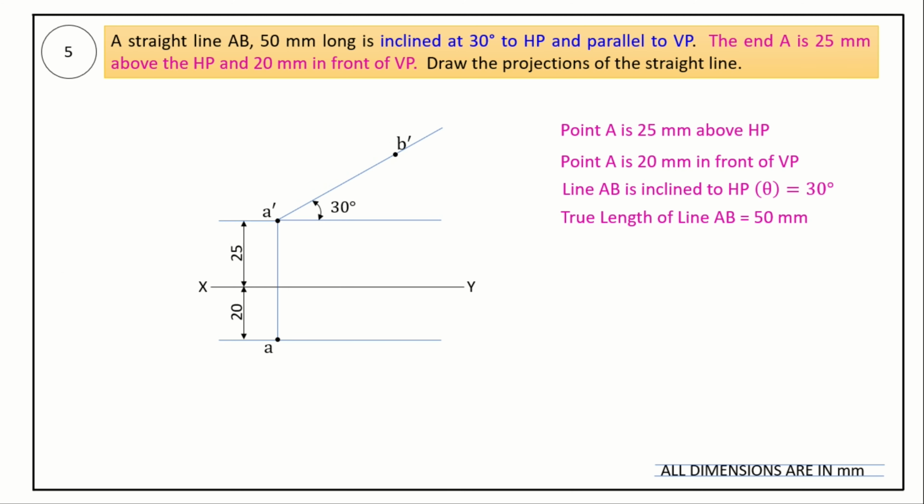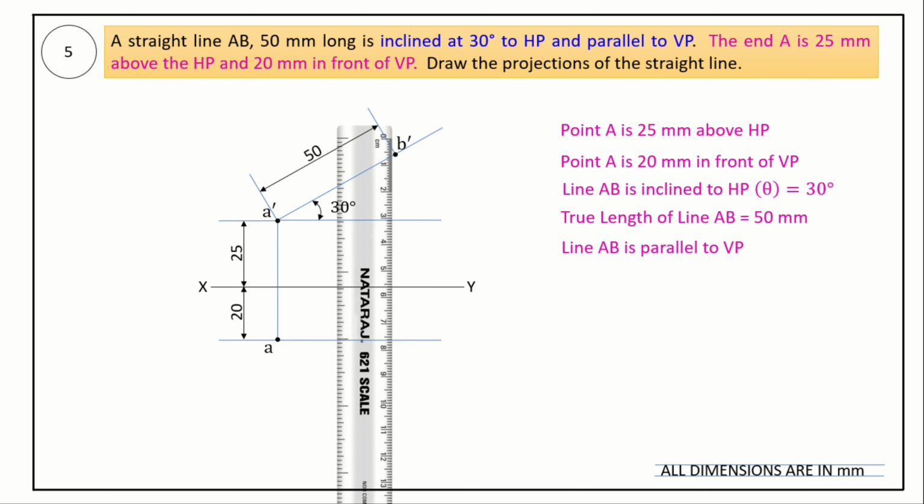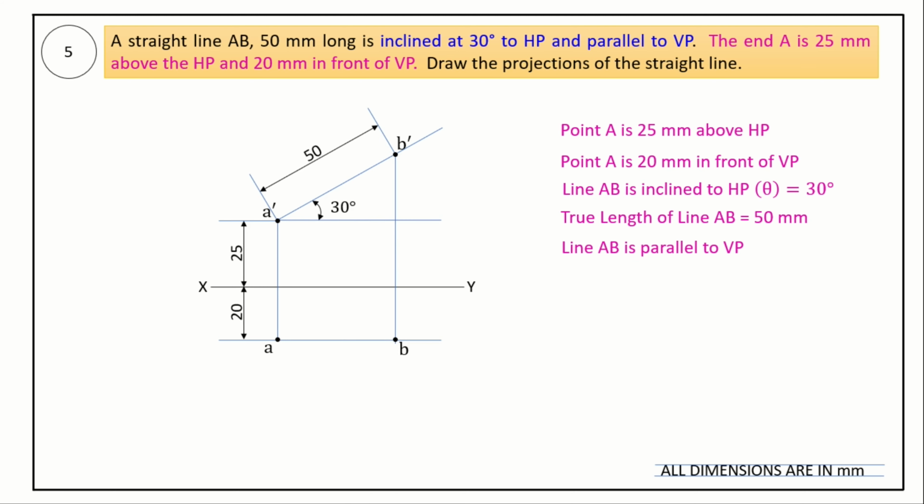Now, here the line A dash B dash is inclined to XY. The angle is 30 degrees, and the length of this line A dash B dash is equal to the true length of the line AB, 50 mm. Now, it is given line AB is parallel to VP. So, take a scale, from the point B dash draw a perpendicular line to XY. This line cuts the parallel line from A at a point. Mark the point B here. So, here the line AB is parallel to VP, and this line is the top view of the given question.